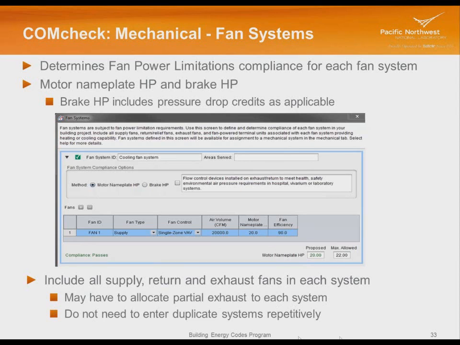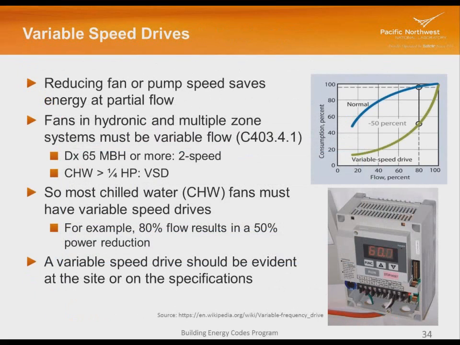And one thing to be aware of in ComCheck is, if you've got 25 supply fans that are identical, say 25 rooftop units on your building, and they're all the same, you don't need to enter them 25 times. You can just say, I've got 25 of these, enter it once, and assign it to the different HVAC systems in the building. So that can save some time in using ComCheck to meet the code compliance.